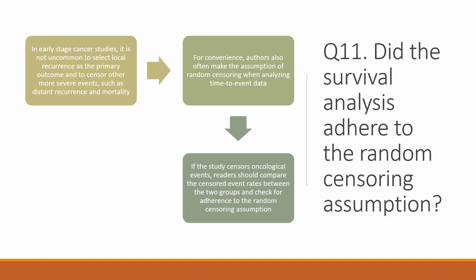Question 11. Did the survival analysis adhere to the random censoring assumption? In early-stage cancer studies, it is not uncommon to select local recurrence as the primary outcome and to censor other more severe events, such as distant recurrence and mortality. For convenience, authors also often make the assumption of random censoring when analyzing time to event data. If the study censors oncological events, readers should compare the censored event rates between the 2 groups and check for adherence to the random censoring assumption.